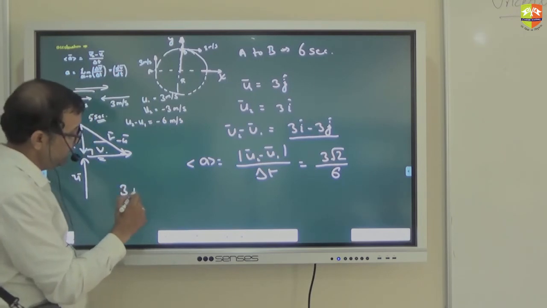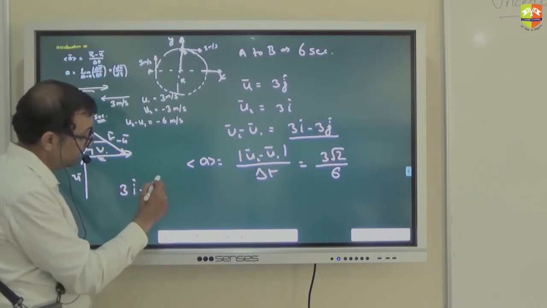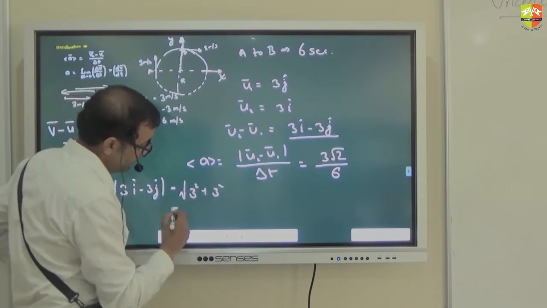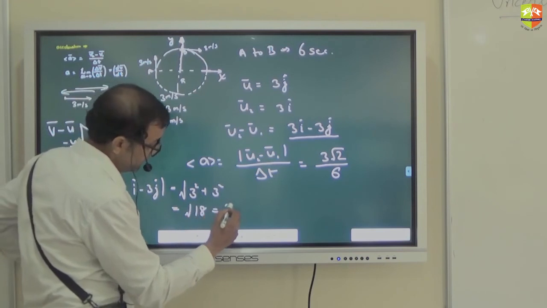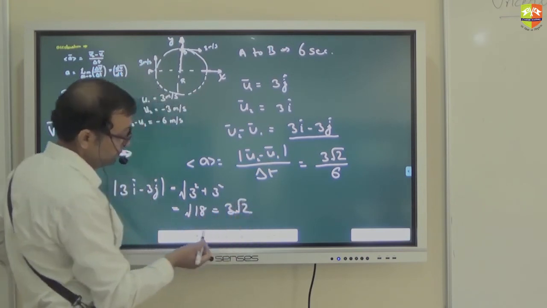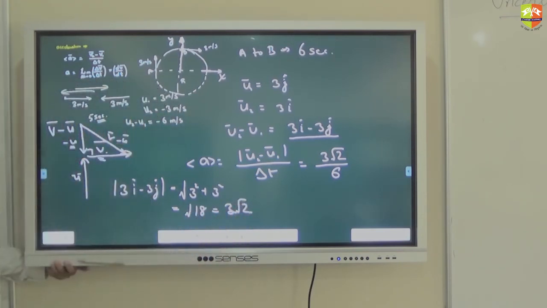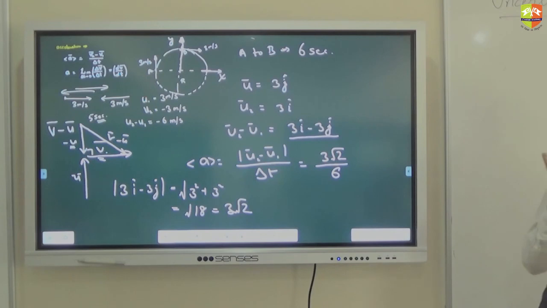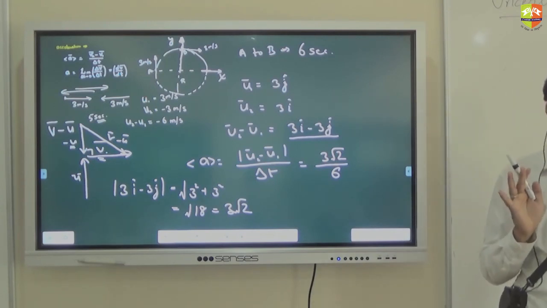See, the magnitude of 3i minus 3j is under root of 3 square plus 3 square, which is 18, which is 3 root 2. You can take 3 square common, 1 plus 1, 2. Understood? All of you understood about acceleration? Any doubt with respect to acceleration? So not only magnitude, acceleration can also be just a change of direction only. Are you getting it? Alright?